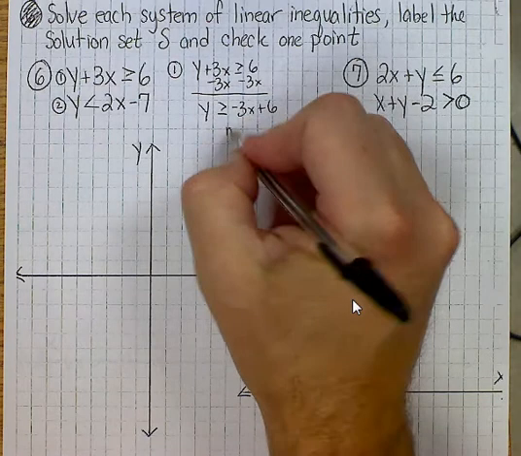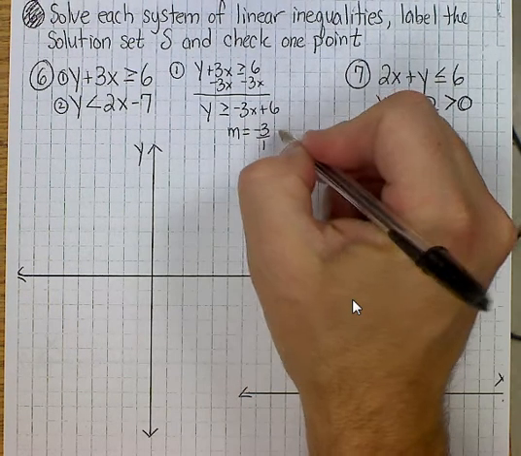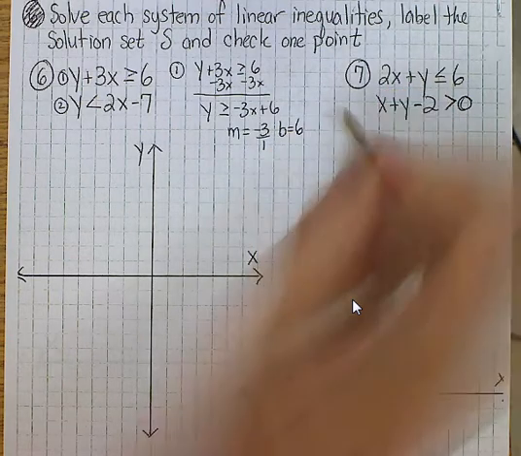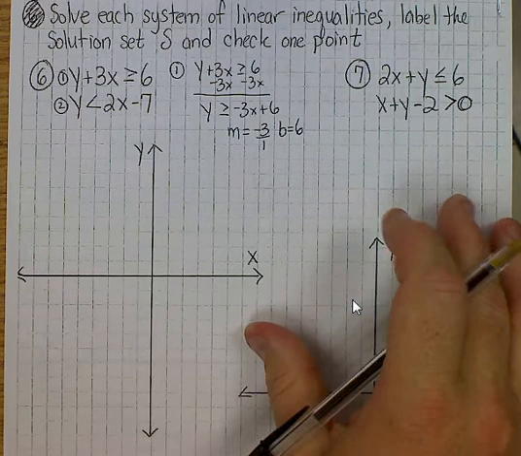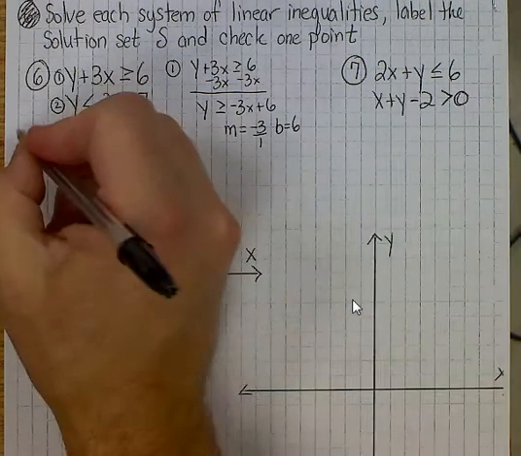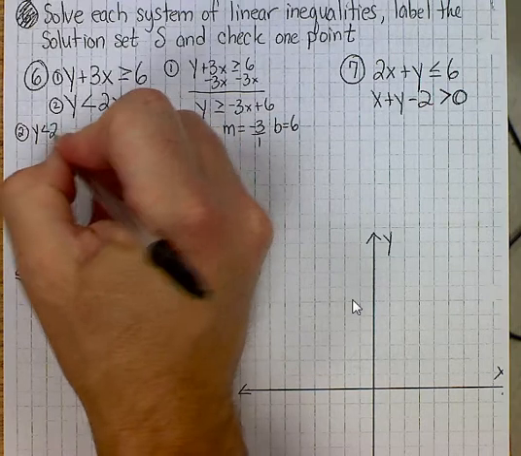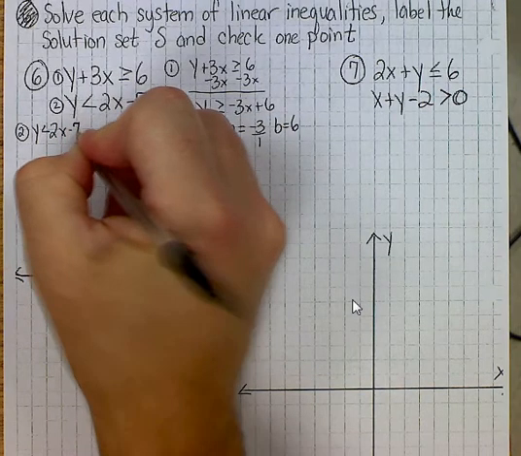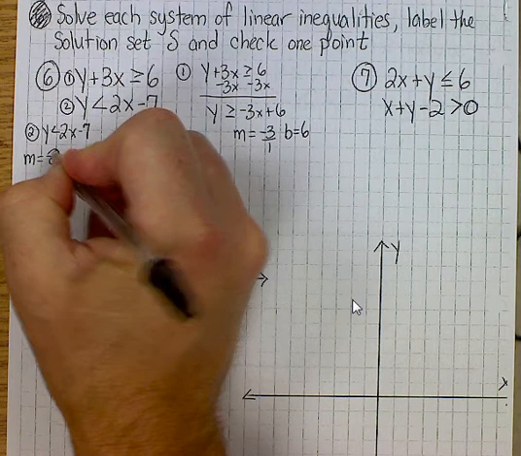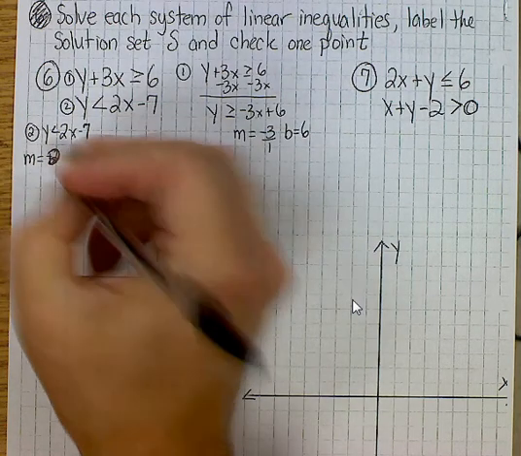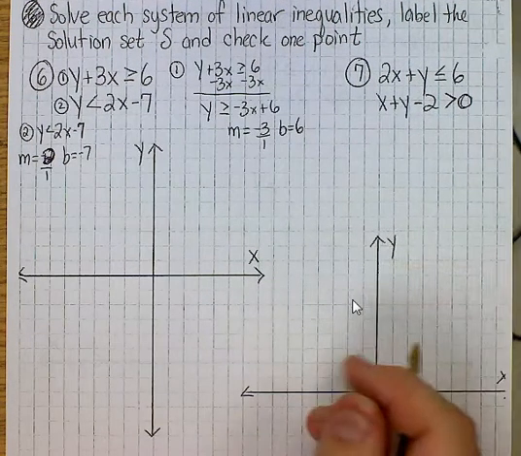Now, knowing what I know about the line in this form, I know my slope is negative 3, so negative 3 over 1, and I know my y-intercept is 6. I'm going to use those facts to help me graph this line. My second equation is y is less than 2x minus 7. It's in the form that I want, so my m is a positive 2, so positive 2 over 1, and my b is going to be negative 7. All right, so we're ready to graph.